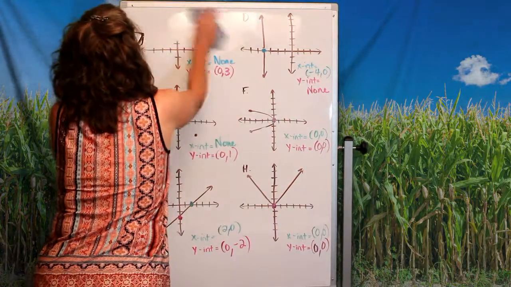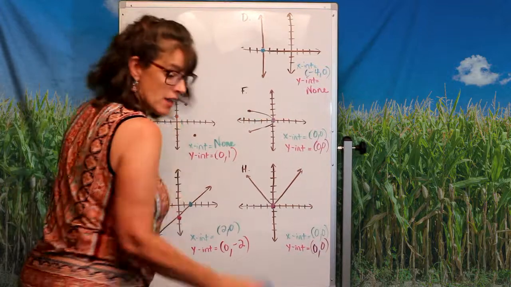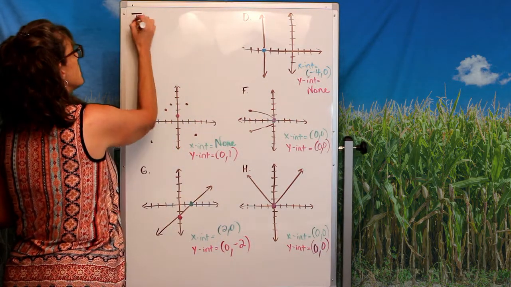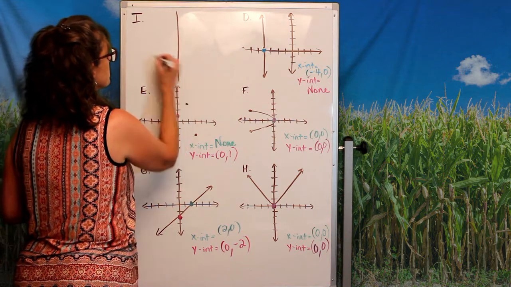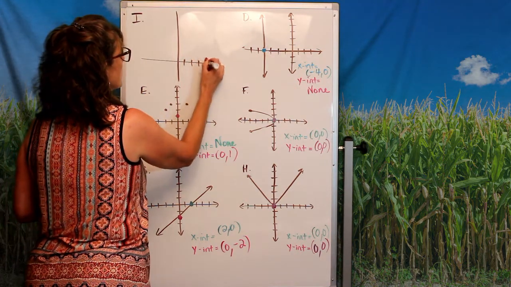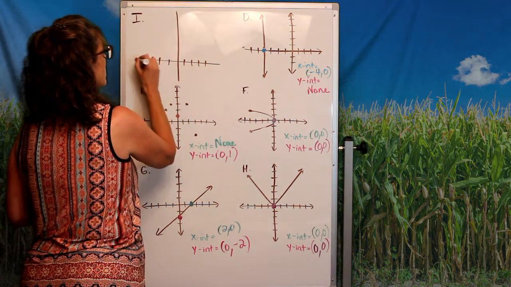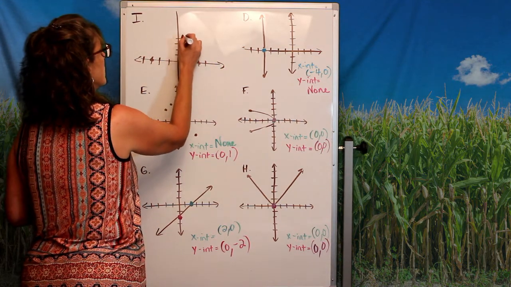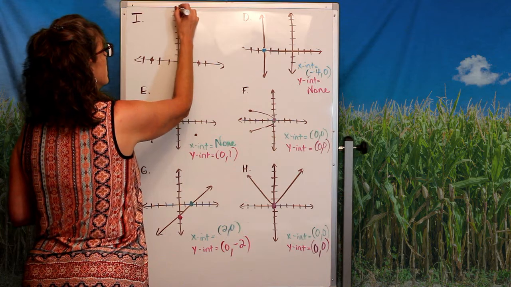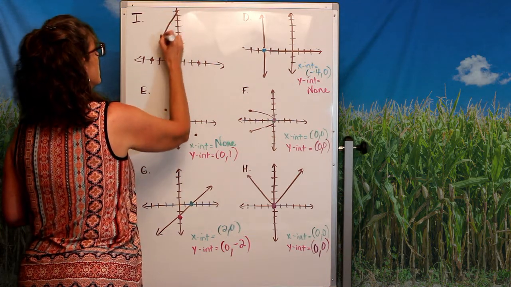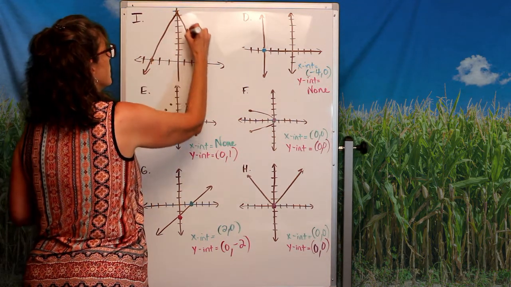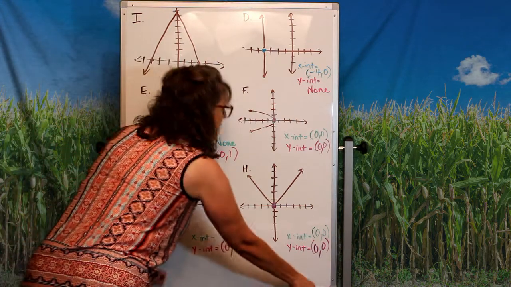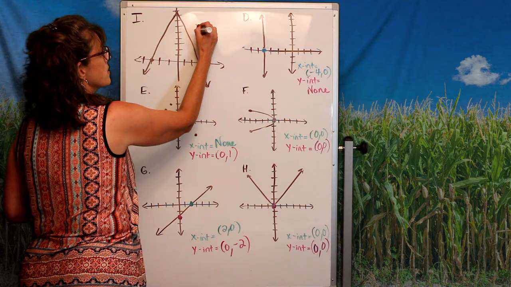Hold on just a second while I clear this board off and put this last graph up here. This is one that we have talked about before. It's your absolute value graph, but let's get the x-intercept for this one.